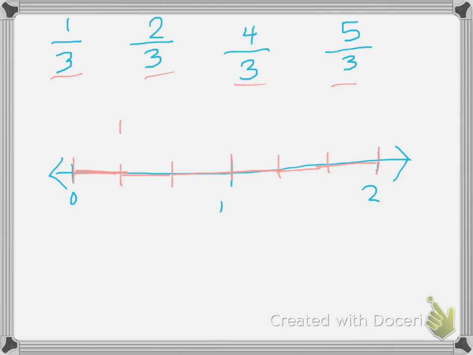So first we have 1/3. There's 1. So that would belong right there. Next we have 2/3. That would be 2/3. Here would be 3/3, which is not one of our answers. Right here would be 4/3. Keep on going, would be 5/3.